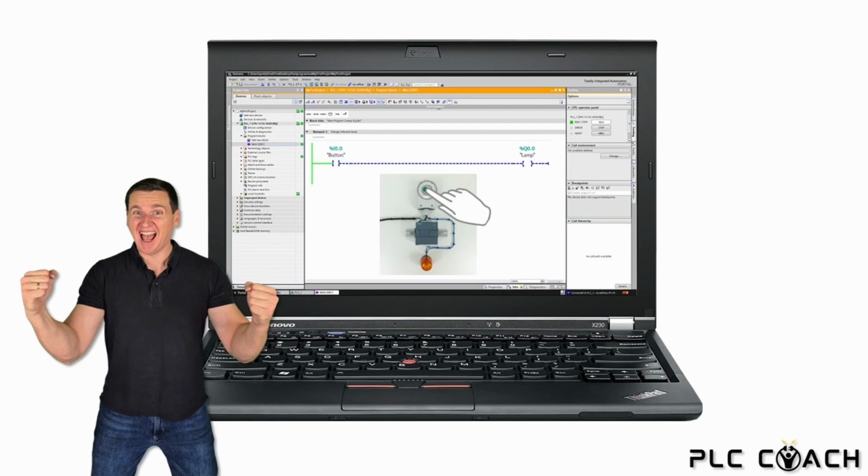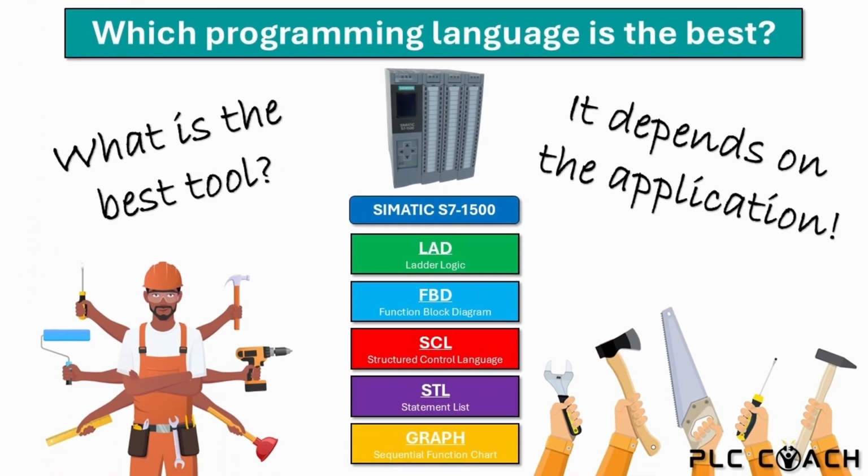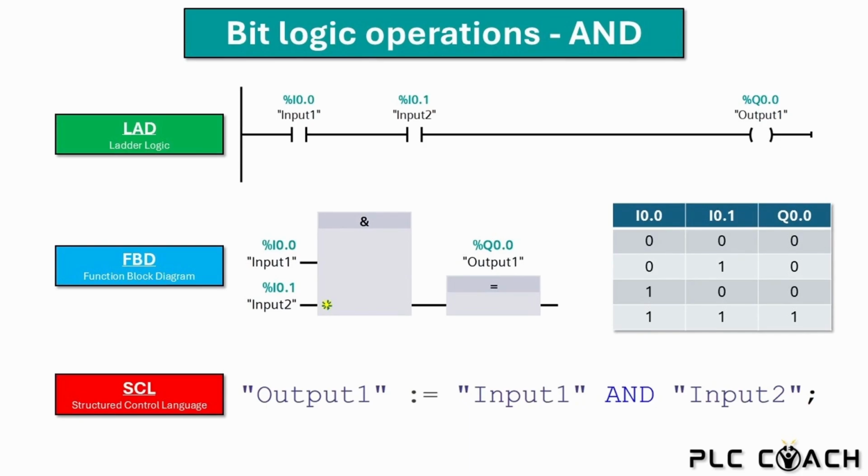In the second chapter, we will dive into the different programming languages available in the TIA Portal. The most important ones in the Siemens world are ladder logic, function block diagram, and structured control language. You will learn how each one works in detail.